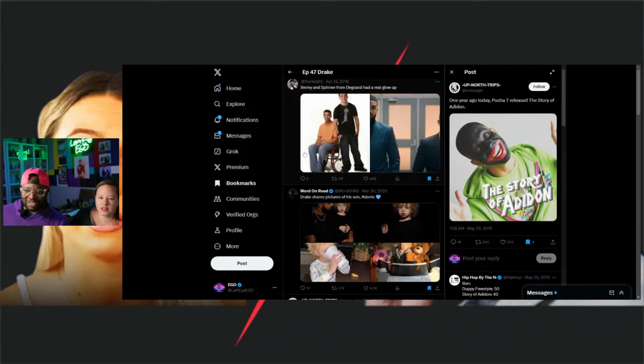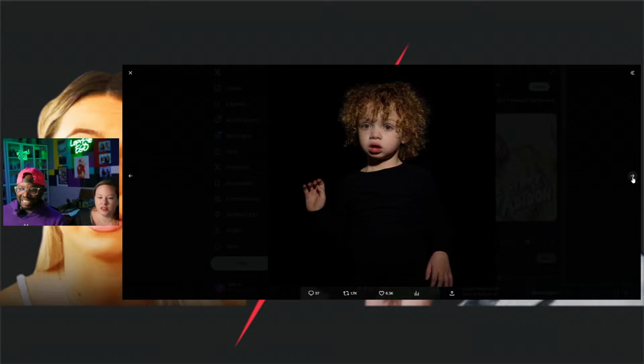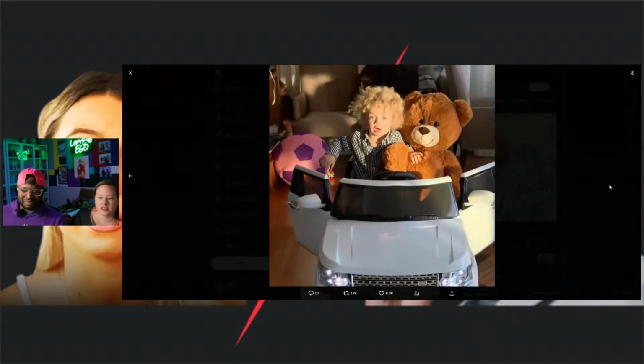Right after the song came out, Future's like, "This is my son." Cute. Oh my gosh. Adonis.